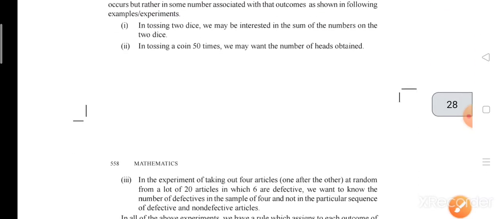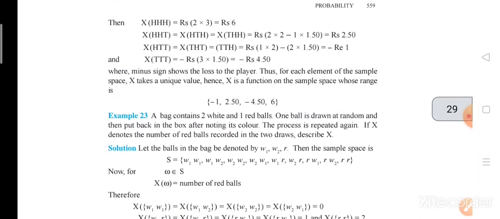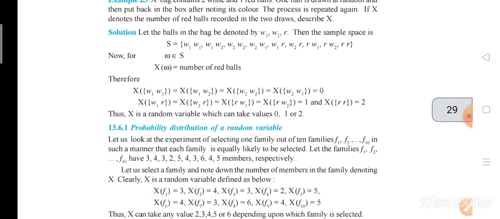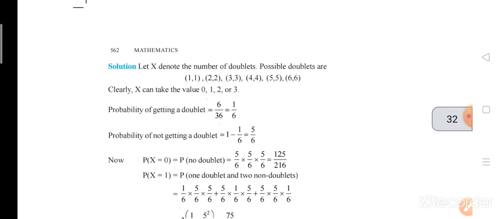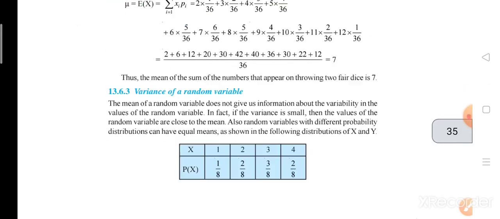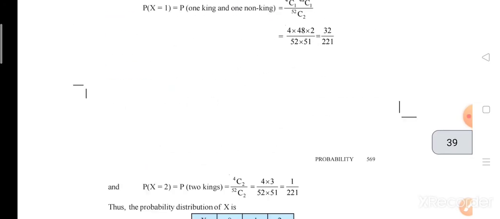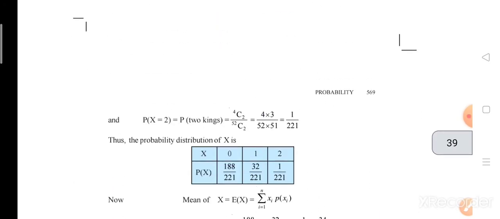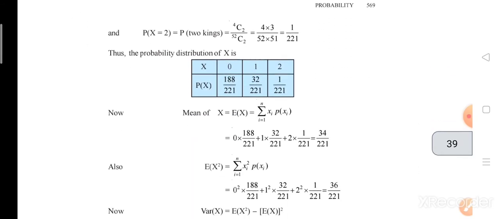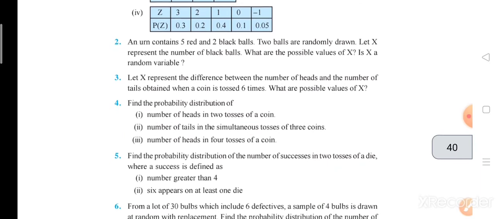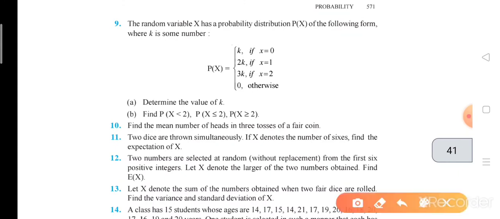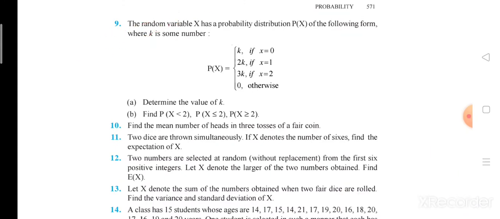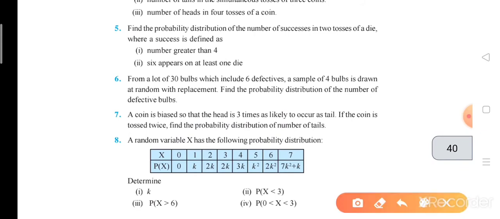Random variable and probability distribution, up to mean, up to this table only, where you have to create a random variable table of the possible chances. So here from this exercise 13.4, you have to do up to question number 9. You have to do all problems up to 9, and 9 is important. Question number 5, 7.